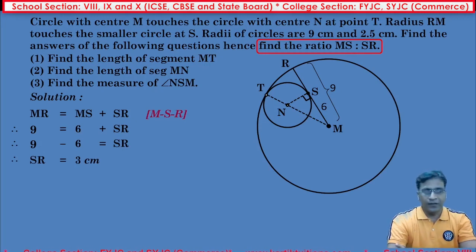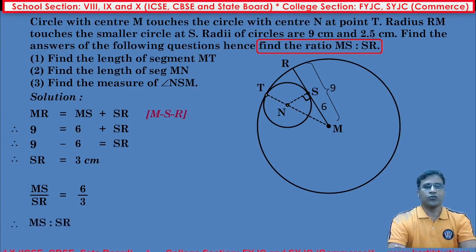And once you get this, we have to just take the ratio. What do you mean by ratio? Something upon something. So here, something upon something is MS upon SR. Now what is MS? It is 6. So it becomes 6 upon 3. 3 ones are 3, 3 twos are 6. So MS is to SR will become the ratio 2 is to 1. I hope you have understood this sum.